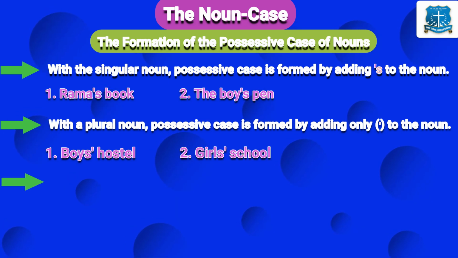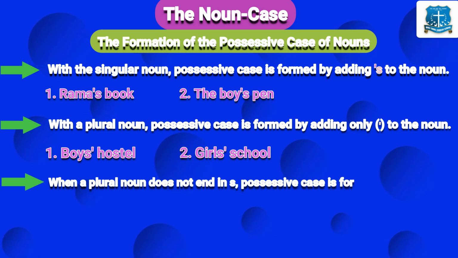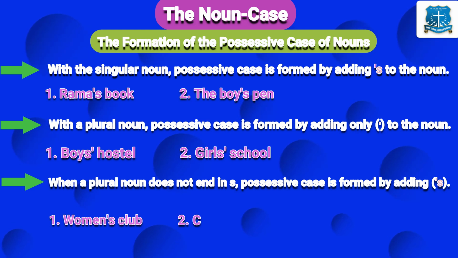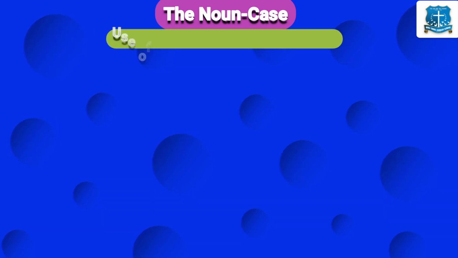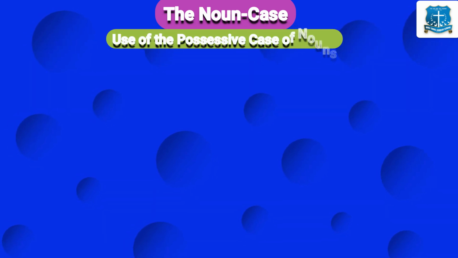Third point, when a plural noun does not end in s, possessive case is formed by adding apostrophe s. Example, women's club. Second, children's playbook. Now, use of the possessive case of nouns.